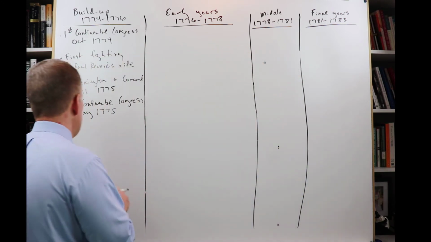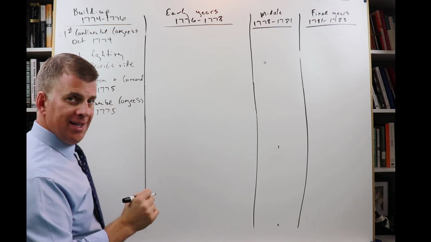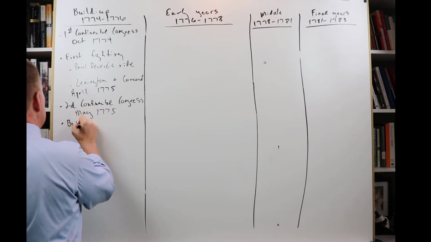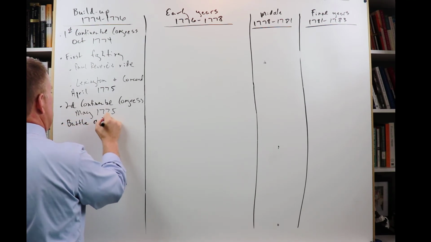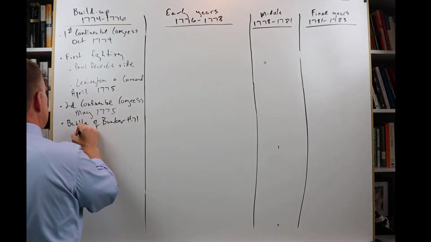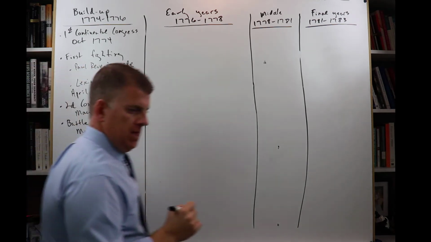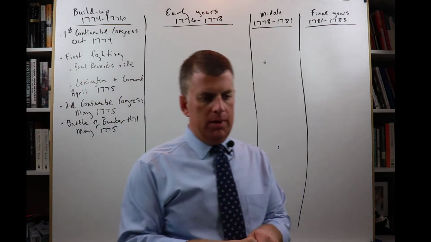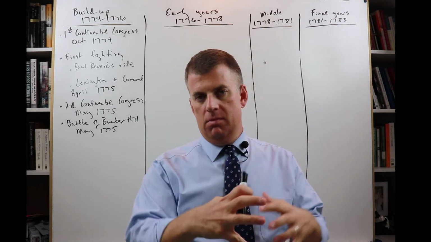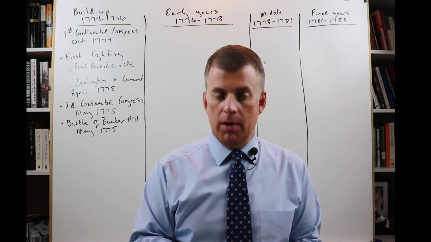All right, so we have another battle here. About the same time, Second Continental Congress is starting to meet, we have the Battle of Bunker Hill, May 1775. And at the Battle of Bunker Hill, it's outside of Boston. There's some high land areas just north of Boston.